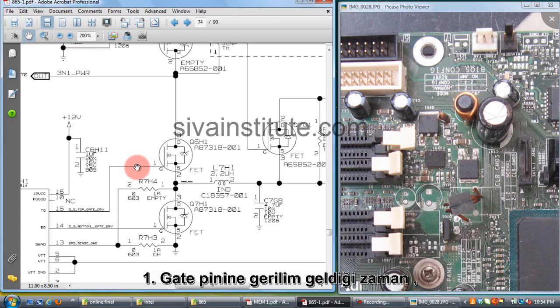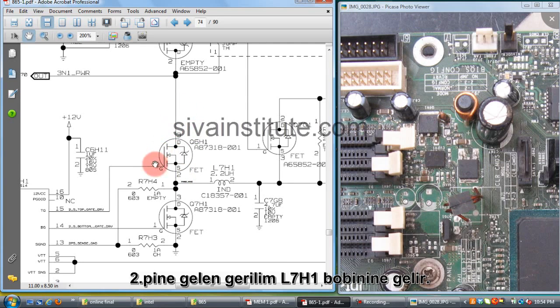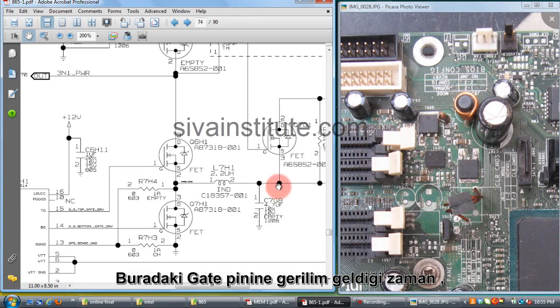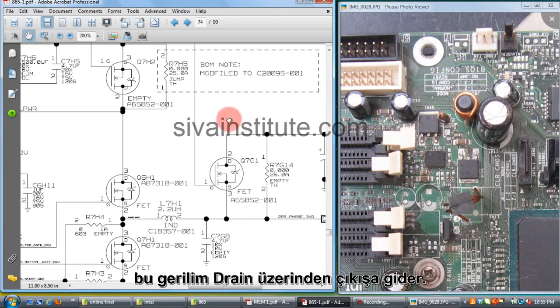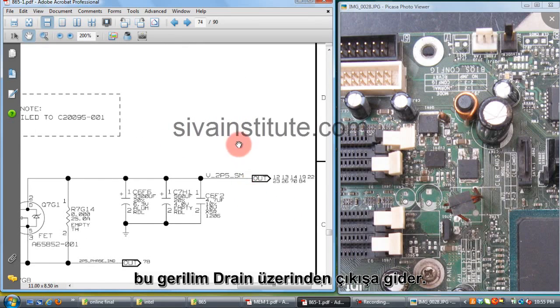When 2 volts is present here, this voltage comes to pin number 2. This is gate, drain, source. When you give voltage to the gate, the drain voltage comes from the source to the L7H1 coil. You should check here. When you give gate voltage, this is the output of the voltage.